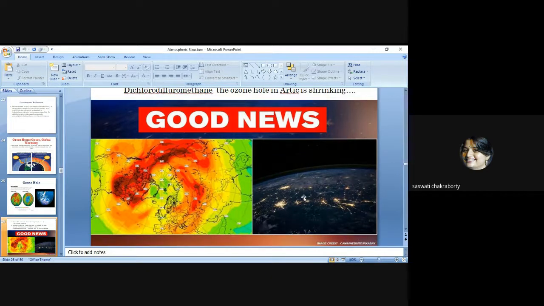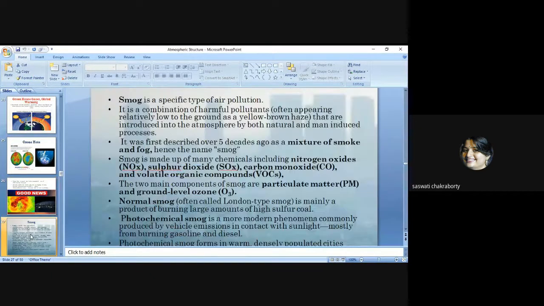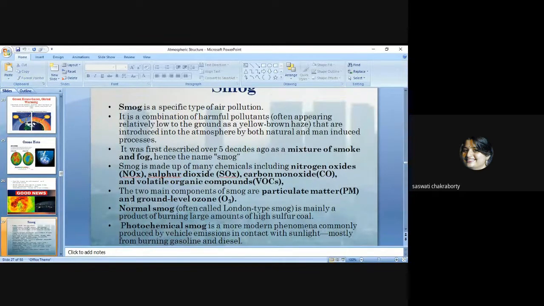This too is a NASA image of the Arctic. And see, they have shown that these are the only spots that are left to mend. Otherwise, it's shrinking. So it's something positive. Slowly it's returning to something positive.